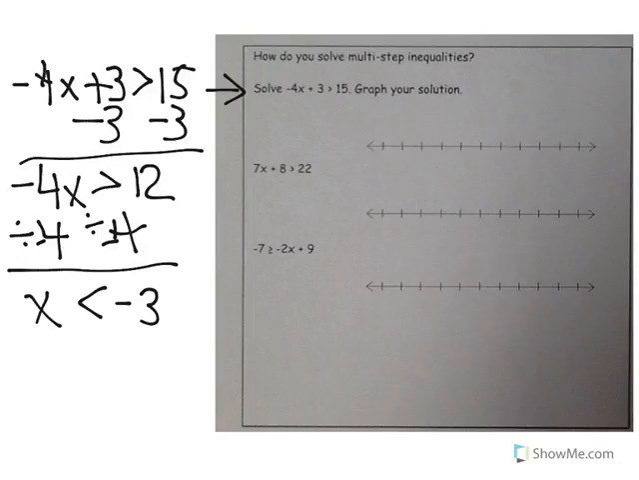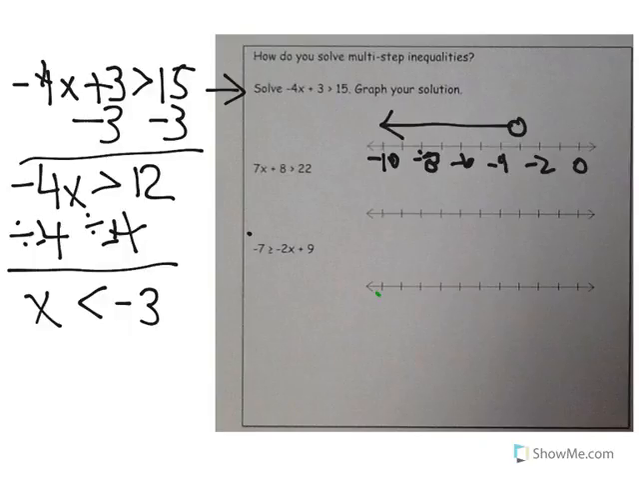So let's go ahead and write this out. Now if I solve this inequality, I've got x is less than negative 3. So negative 3 is going to be right there. It's less than, so it's going to be the circle that's not filled in at all. So let's go ahead and write that. And it's less than negative 3, so it's going to point that way.